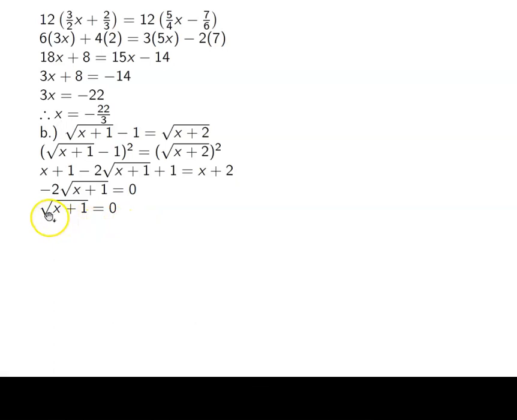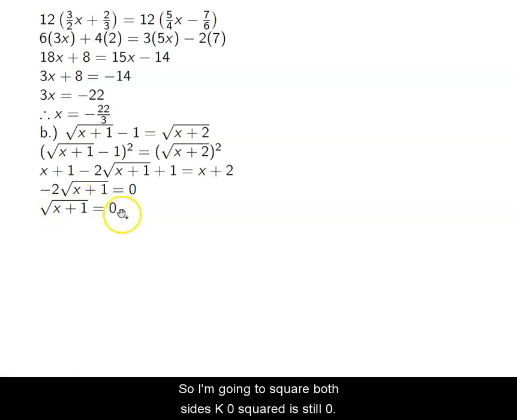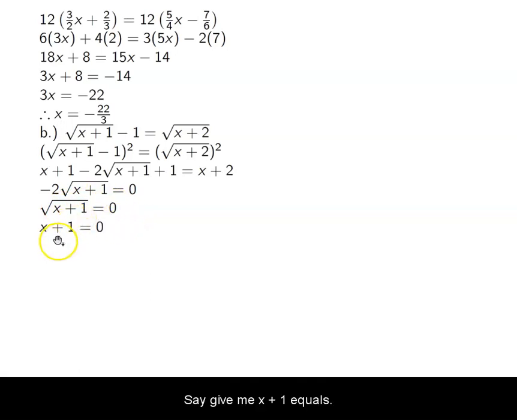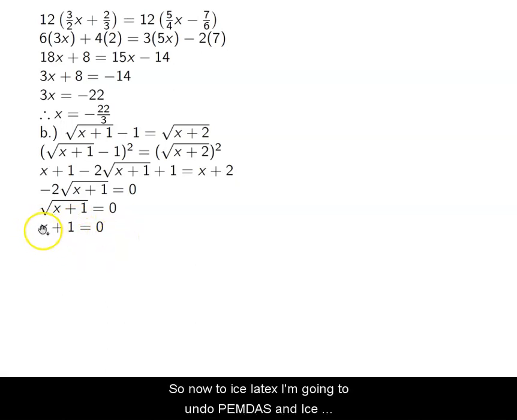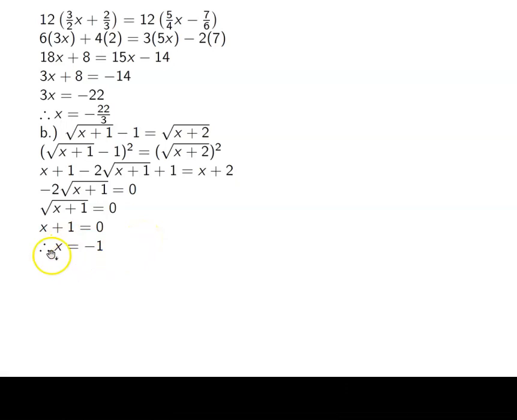Okay. I want to get rid of the square root sign, so I'm going to square both sides. 0 squared is still 0, so that gives me x plus 1 equals 0. Now to isolate the x, I'm going to undo PEMDAS, and I have an addition, so I need to subtract 1 on both sides. So my final answer is x equals negative 1. Okay, so that's the value that will make this thing work here.